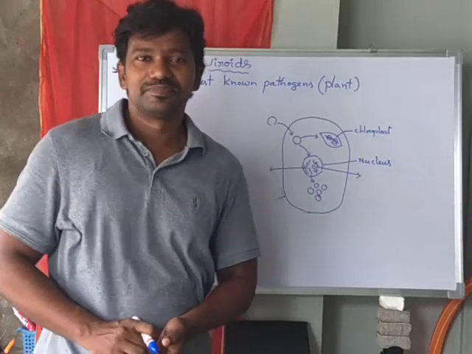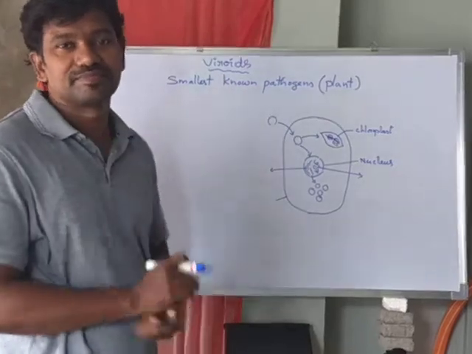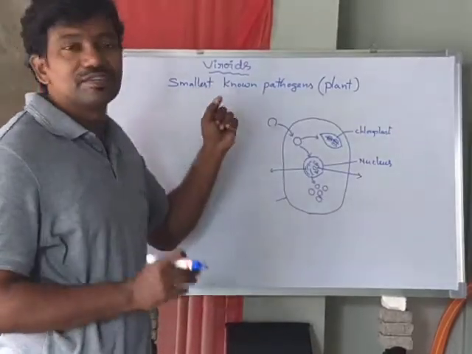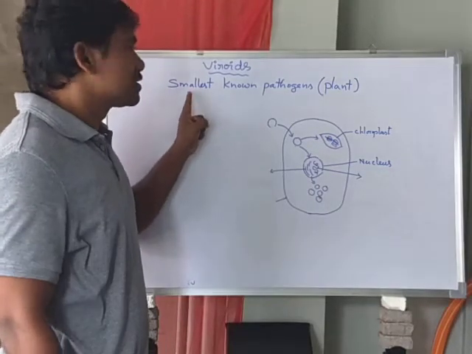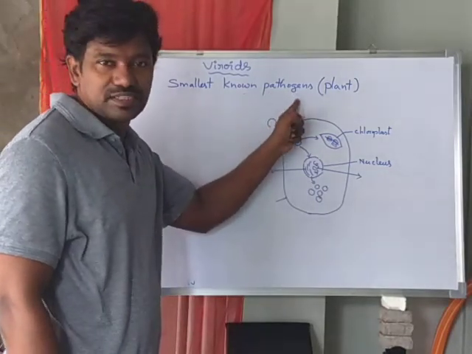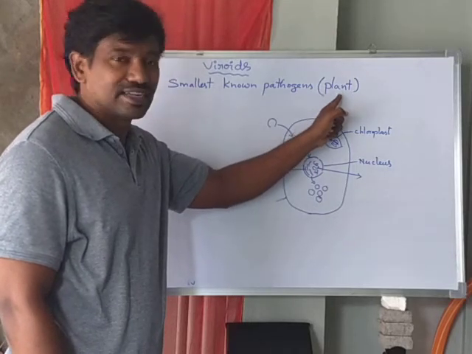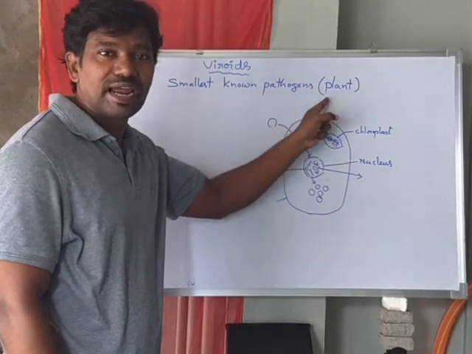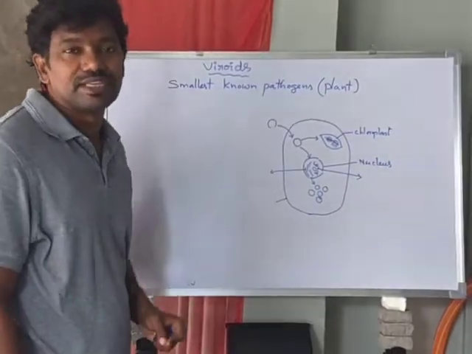In this video, we discuss viroids. So, what are viroids? Generally, viroids are the smallest known pathogens which cause disease in plants. So, viroids are plant pathogens. First, we will look at the discovery of the viroids.